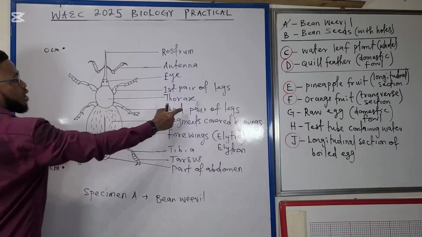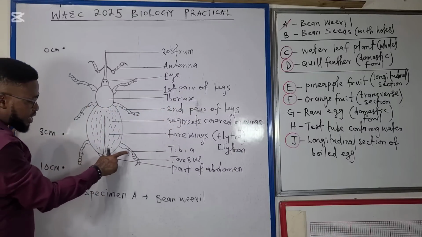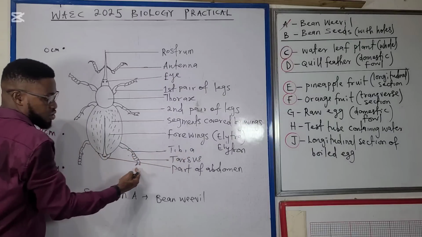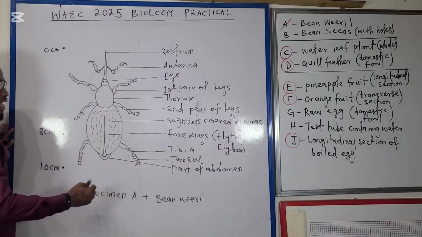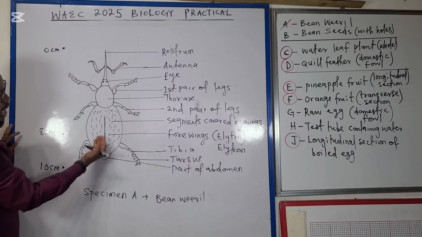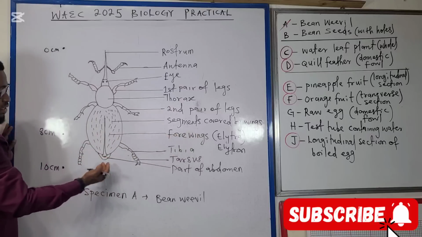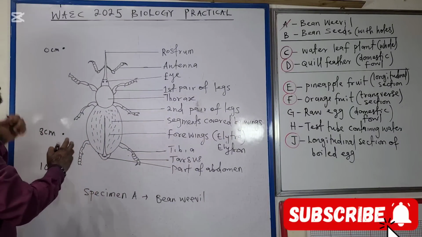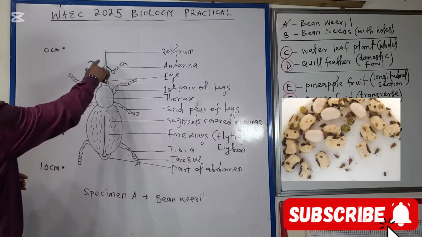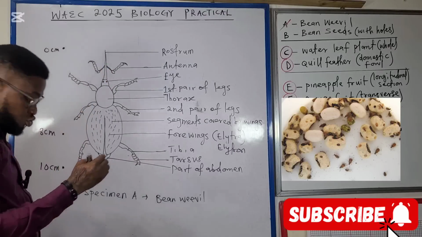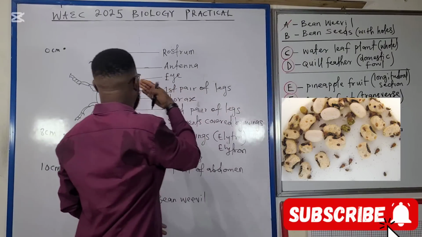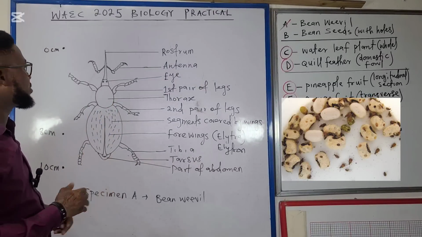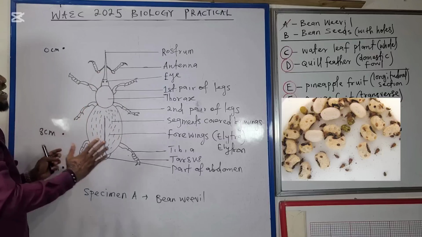This here, second pair of walking legs. Now, this is your tibia, just like we also have tibia, and these are the tarsals, just the same way we have tarsals. Okay, underneath here to protrude after the elytron, that's four wings, is what we call the abdomen, and that just about ends the labeling of specimen A. If you look at the rostrum, with this rostrum, it pierces through specimen B, bean seed, digs the hole, and gets inside of the bean seed to wreak havoc, causing great loss for farmers. So that is the end of specimen A.